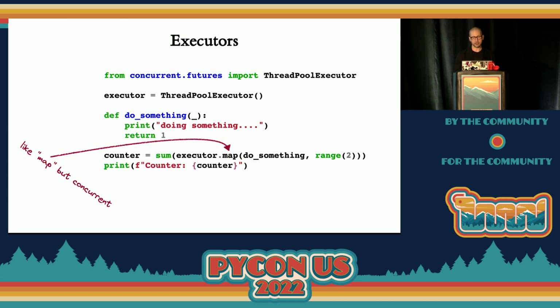Executor.map. It's like the built-in map, but it's concurrent. It runs the function on each of the arguments all at the same time. So we'll give it range of 2 to do something twice concurrently. We don't actually need the input arguments, so we'll just use a dummy argument here.